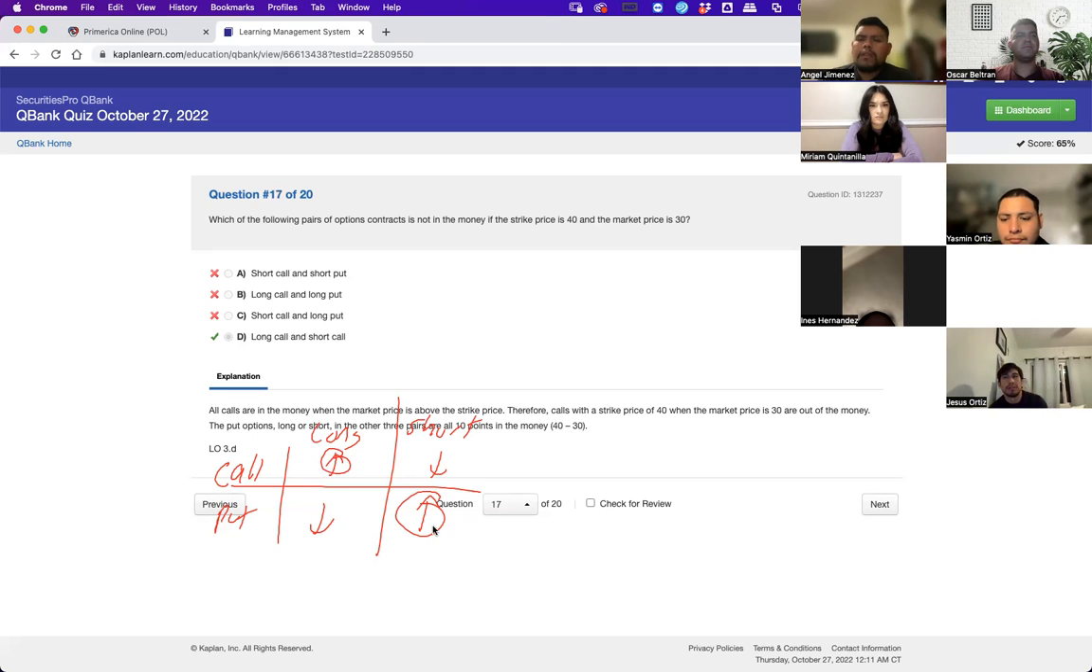Okay, Oscar, this one still doesn't make sense to me. Why would a short call be not in the money if the strike price is 40 and the market price is 30? For a short call, it would be in the money, wouldn't it? Depends on if it's a buyer or seller. Well, you're selling at this point because it's a short call. So in this case, you're selling. It gets confusing. Let's look at it again.